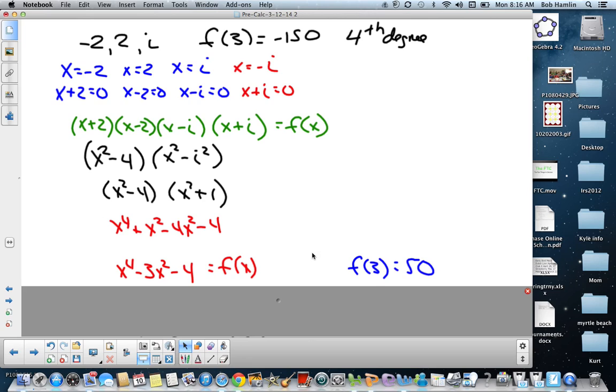So the question I have to ask myself is, what do I need to multiply 50 by to get negative 150? Well, obviously, I'm going to need to multiply this over here by negative 3. So if I'm going to multiply this blue step, the 50, by negative 3, I also have to multiply the red part over here by negative 3.